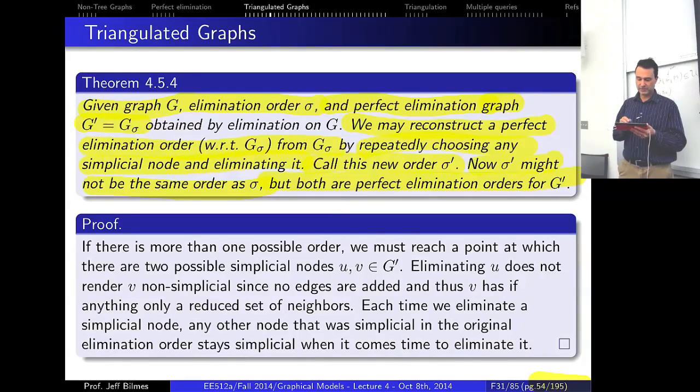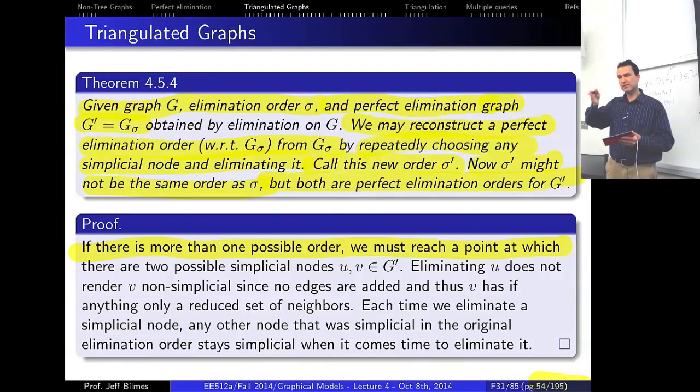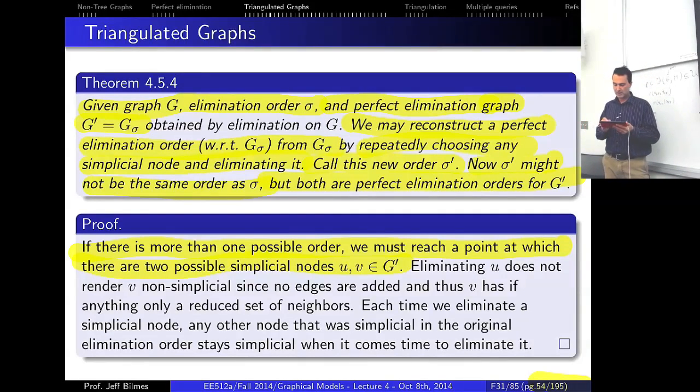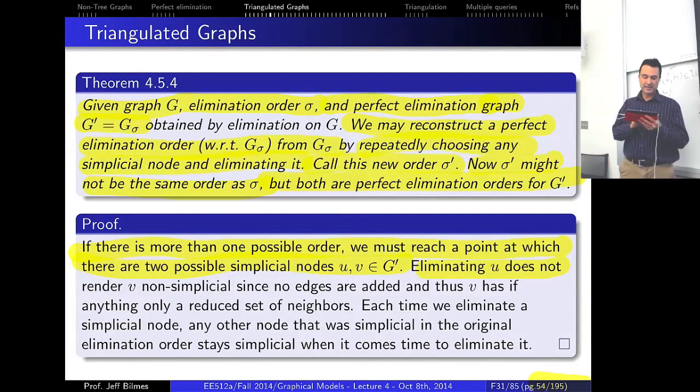But then let's just prove the first part of the theorem. If there is more than one possible order, at some point as we start eliminating simplicial vertices, we reach a point where there's a choice, where there are two possible simplicial vertices, u and v. And maybe the original order eliminated u, and the new one you're thinking about eliminating v. So if we were to eliminate u, that does not render v non-simplicial. Why? Because both are simplicial, and when we eliminate either of them, it adds no edges. So no new edges are added.